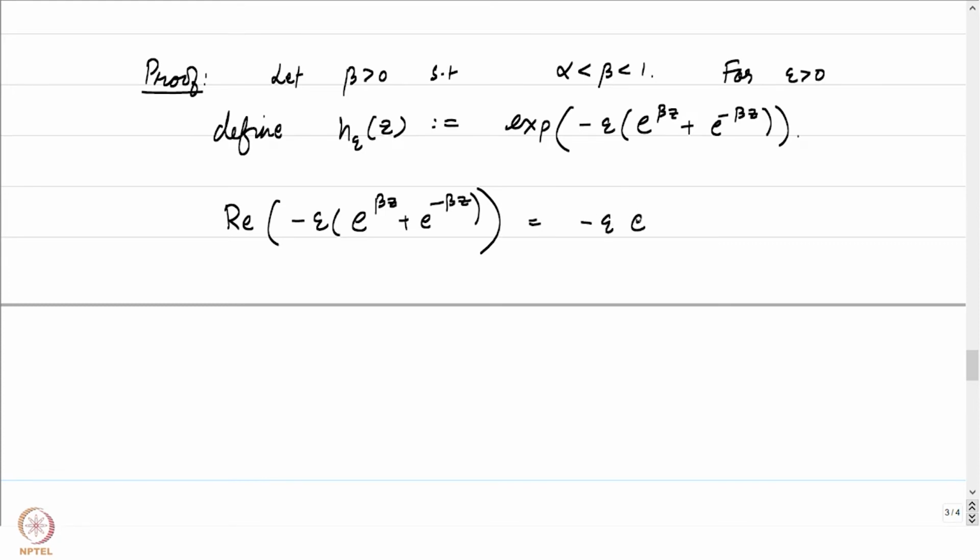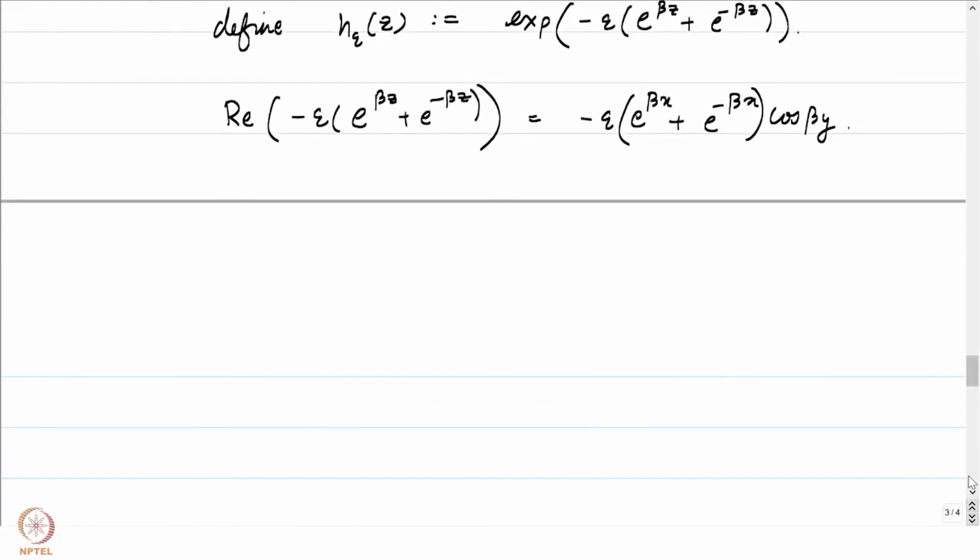to the power beta x plus e to the power minus beta x times cos beta y. This is precisely what will be inside the real part of minus epsilon. Why is that the case?